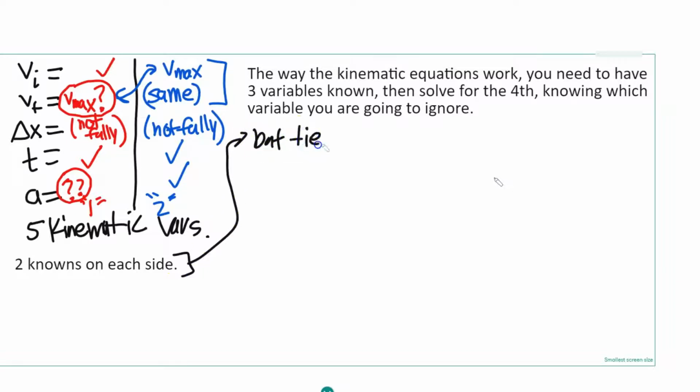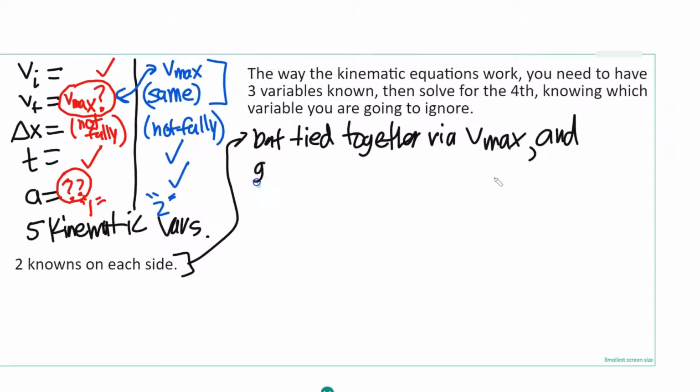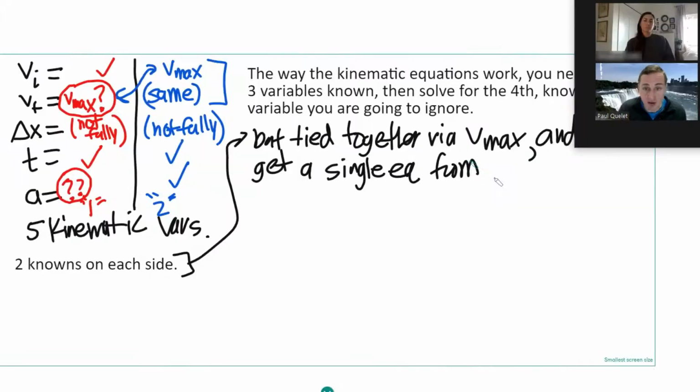they're tied together via the Vmax, and we can get a single equation from which variable? Which variable do we not know fully for column 1 or column 2, but we do at least know the total? The displacement, right. The change in position, exactly.